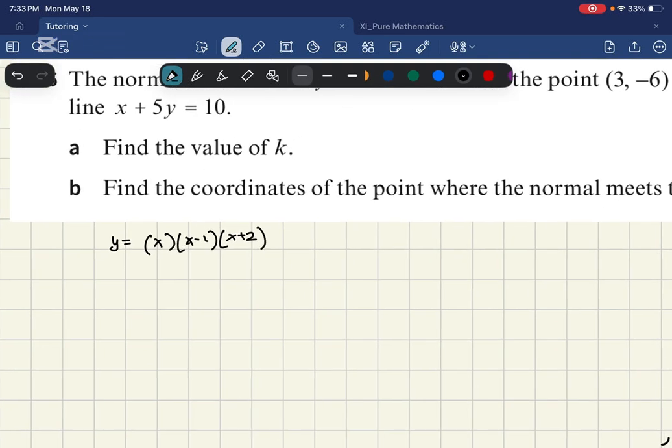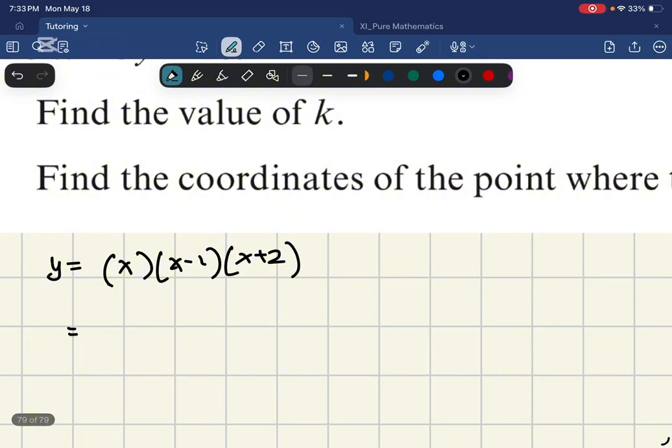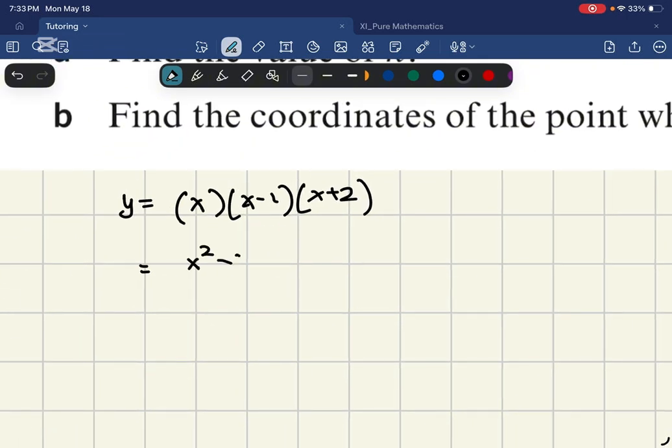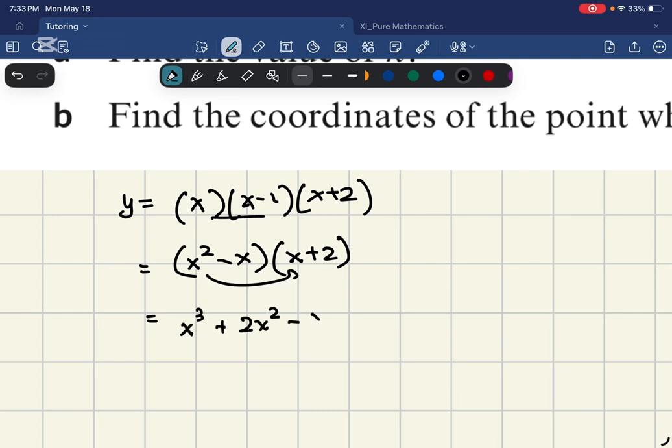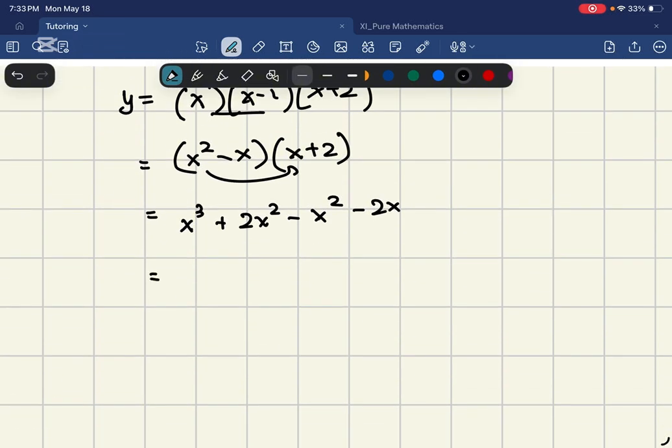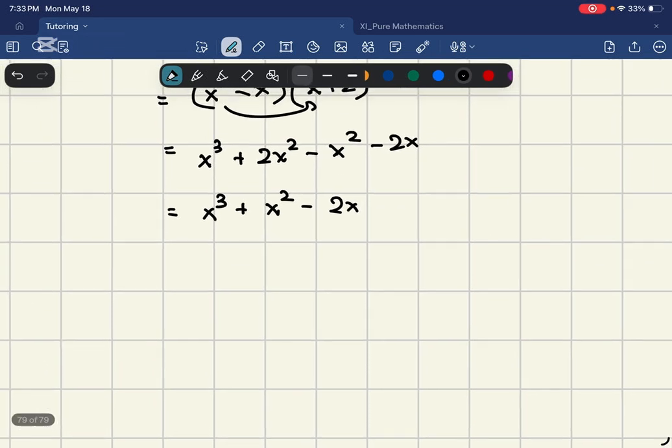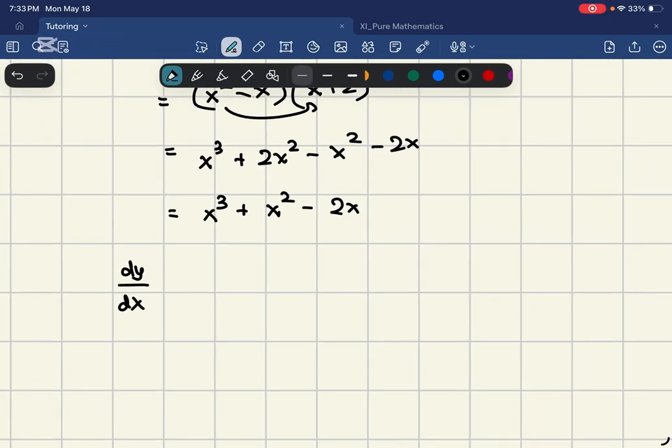So rather than using the product rule, it's easier if you just expand everything out. We get x squared minus x from the first, and I have x plus 2. If I simplify this, I get x cubed plus 2x squared minus x squared minus 2x. If I simplify everything, I am going to get x cubed plus x squared minus 2x. And this enables me to find dy by dx very easily. It's going to be 3x squared plus 2x minus 2.